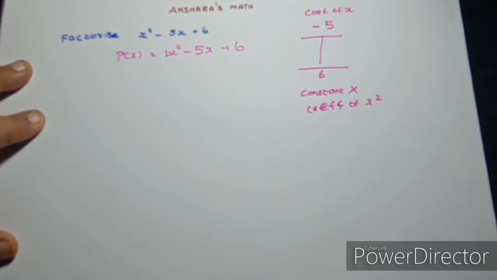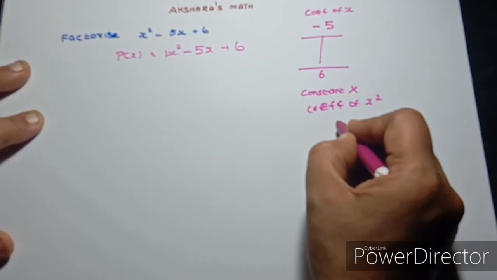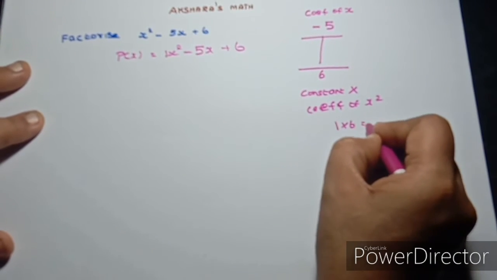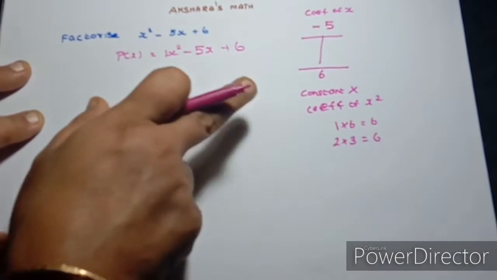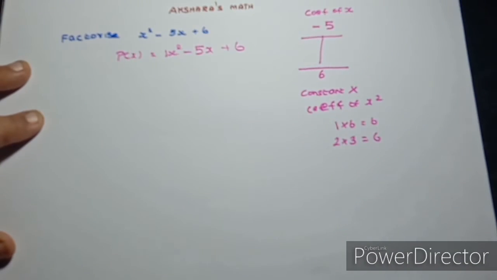Now I have to find two numbers such that the product of the two numbers gives me 6 and the sum of the two numbers gives me minus 5. For this, write 6 in terms of its factors. So 1 into 6 will give me 6, and 2 into 3 will give me 6. 1, 2, 3 and 6 are the factors of 6. You find the factors and multiply them so that they give 6.